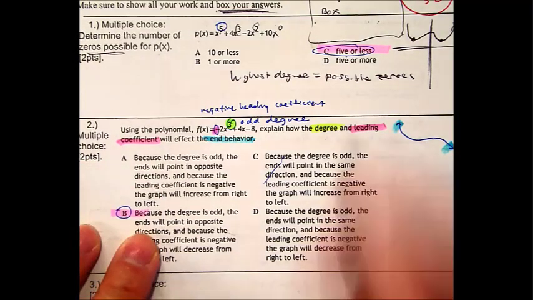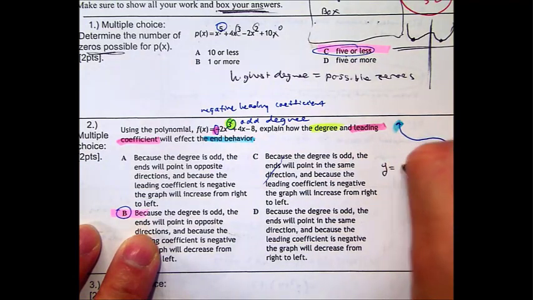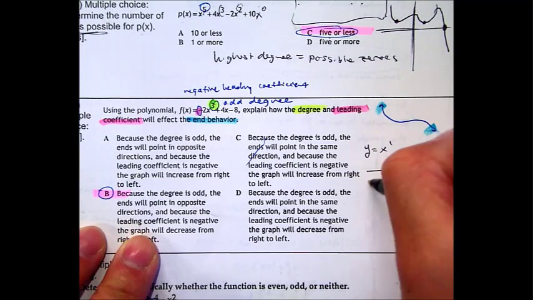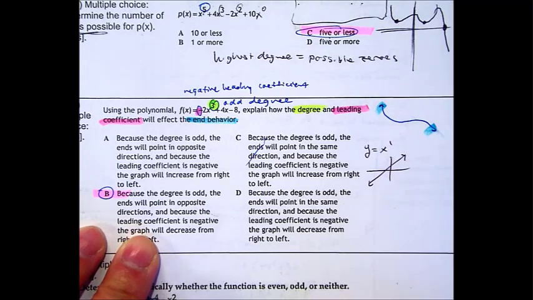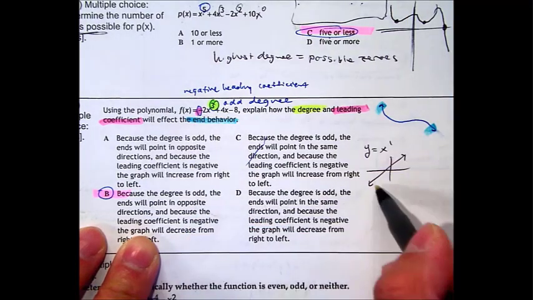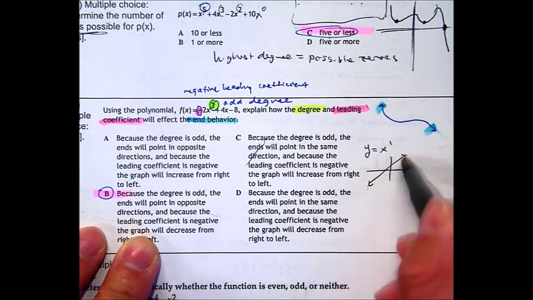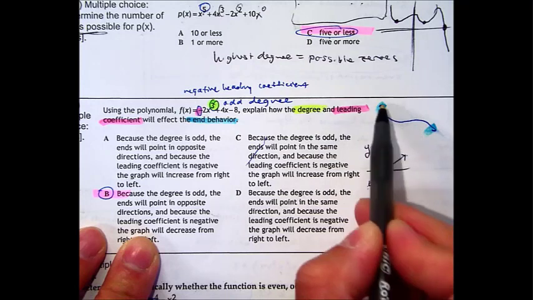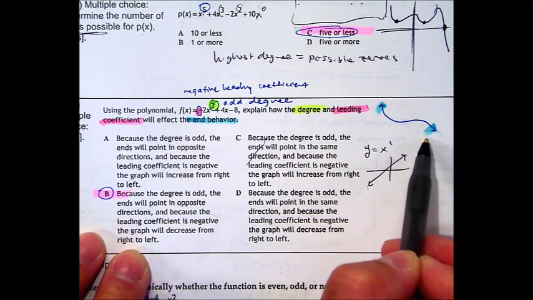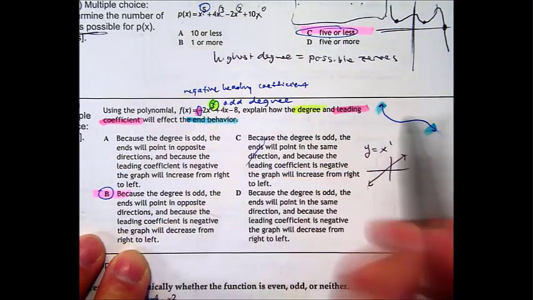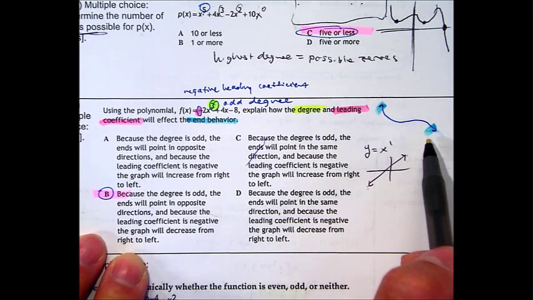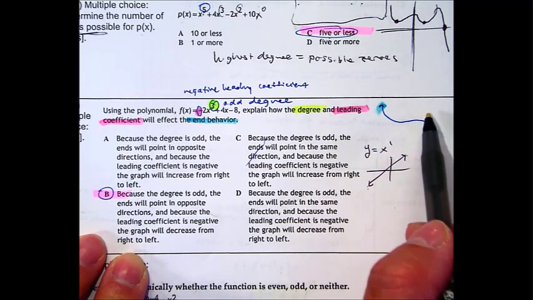Remember, go back to the easiest odd degree you know. The easiest one is x to the first. What does x to the first look like? It starts down, ends up. The negative leading coefficient changes these points. So now the graph's going to look like this. Starts up, ends down. It's an odd degree, so you're going to have these arrows in opposite directions. Evens will be in the same direction, like a quadratic.